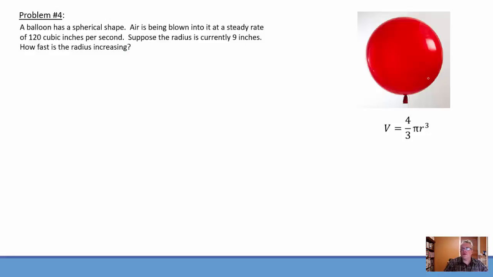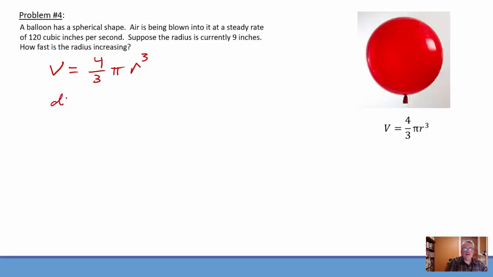So air is being blown into the balloon. It's getting larger and larger, and we want to know how quickly the radius is changing. All right, so we start with the formula. The formula for the volume of a sphere is given there. It's volume equals 4/3 pi r cubed. And here's the most important step, taking the derivative with respect to time.